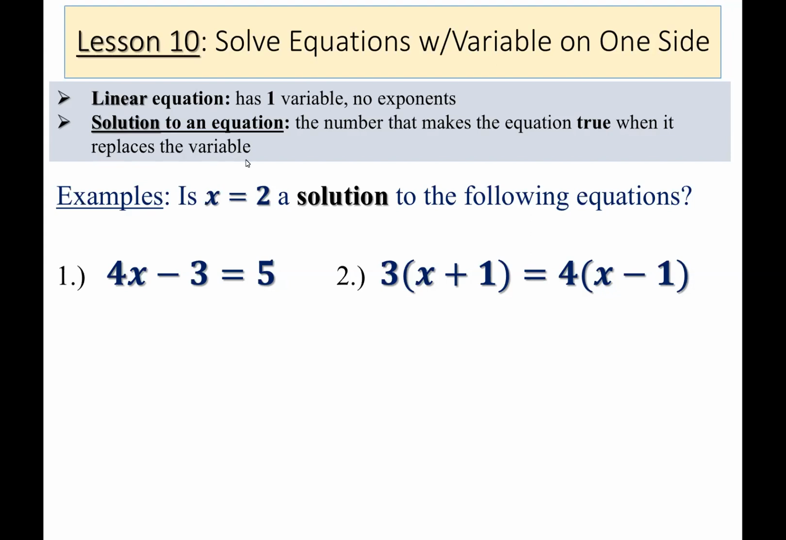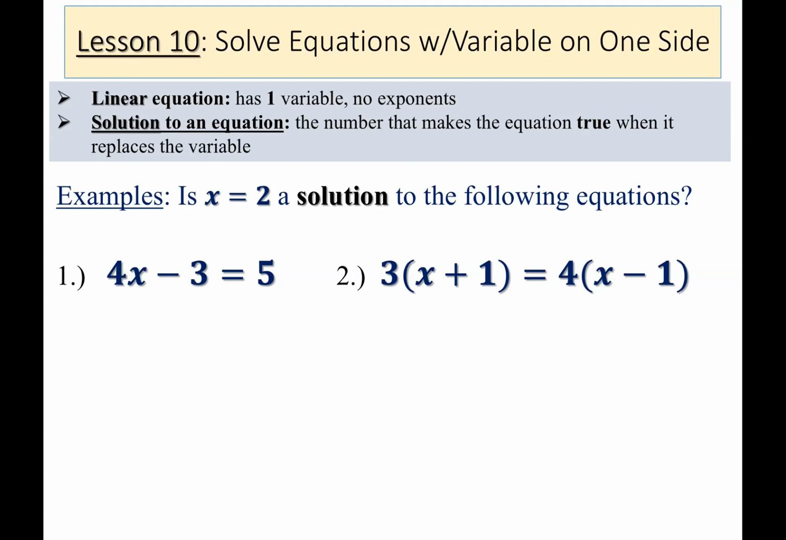So before we dive into solving equations, let's just look at how to check if a solution actually works. The first few questions on your homework will be something like this, where you'll be given a number and then you'll be asked, is it a solution? And what you do is basically plug it in and check to see if your equation is true or not. So here's our first couple examples of this.